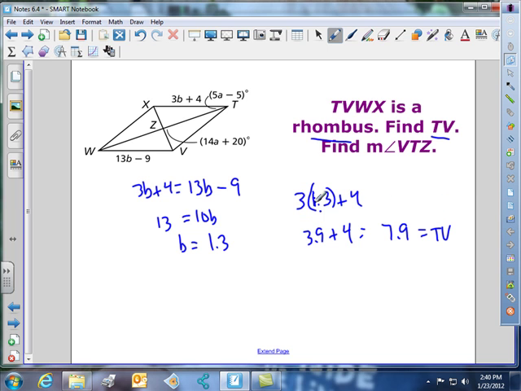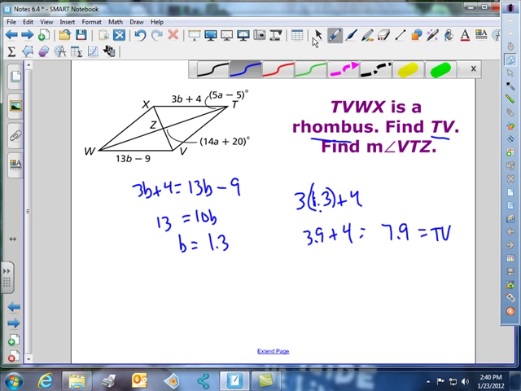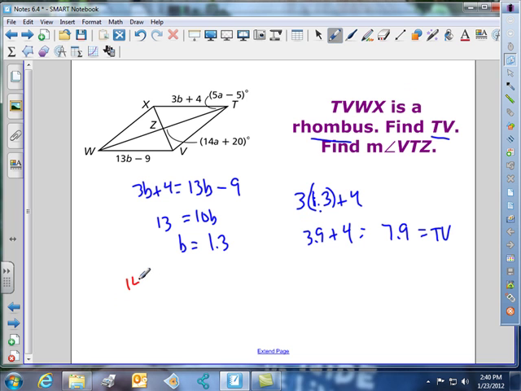For the measure of VTZ, what we know is a couple things here. First of all, this angle right in here, diagonals are perpendicular. So that 14A, I'm going to use a different color here if you don't mind, 14A plus 20 is equal to a 90-degree angle. Again, the diagonals are perpendicular in a rhombus. So I would subtract here, get 14A equals 70, so A is 5.